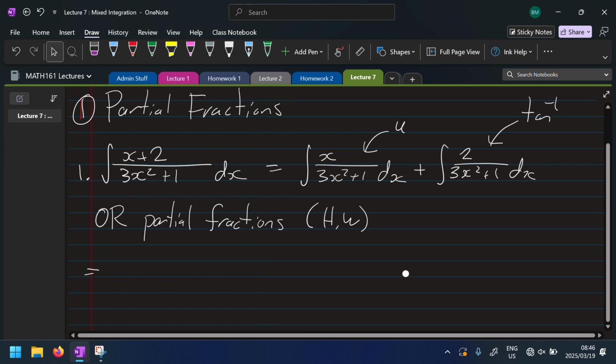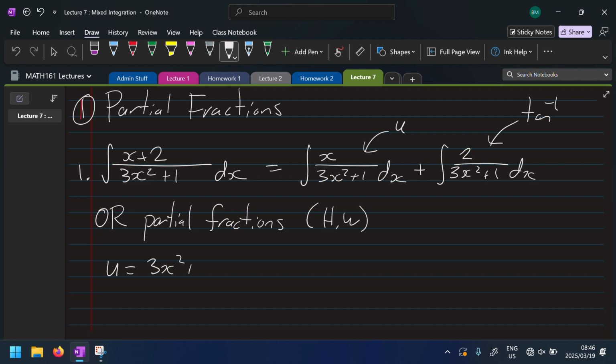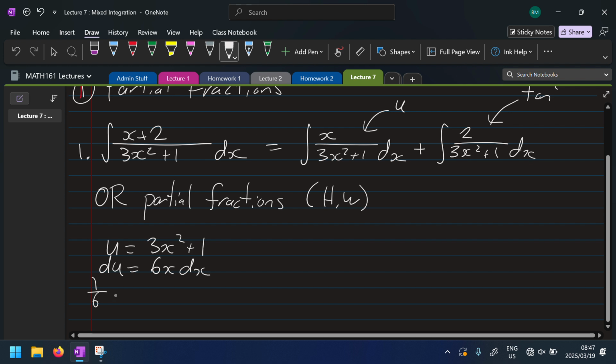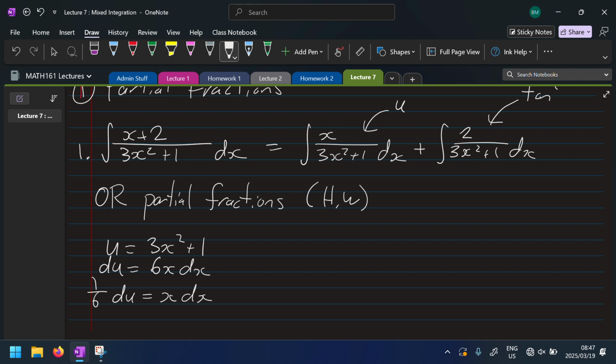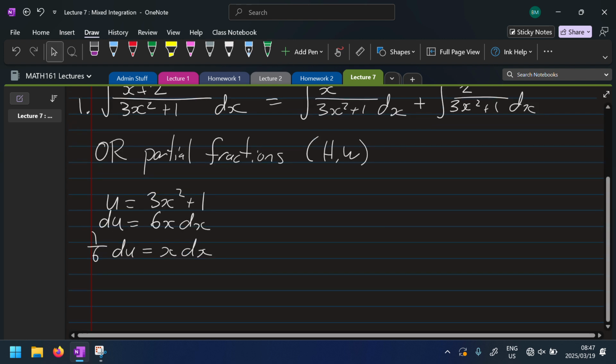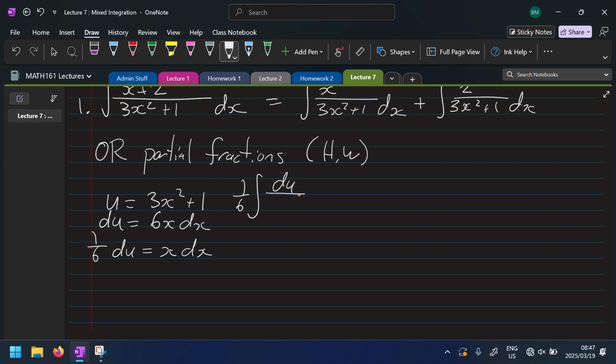We're going to do a u substitution for the first bit. So u equals 3x squared plus 1, and du will then be 6x dx. At the top, we just have x, we don't have 6x, so we take the 1 over 6 here, times x dx. That takes care of the top part. So this is going to be the integral of 1 over 6 du over u, because u was that whole bottom part. So this is going to be 1 over 6 natural log of u.